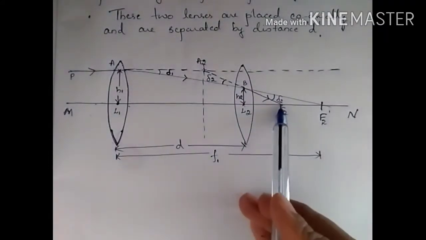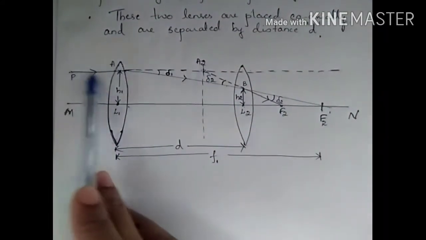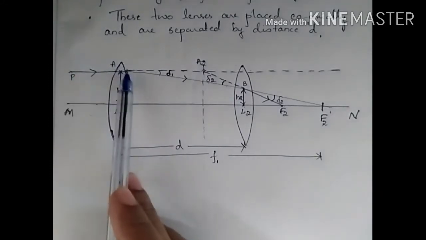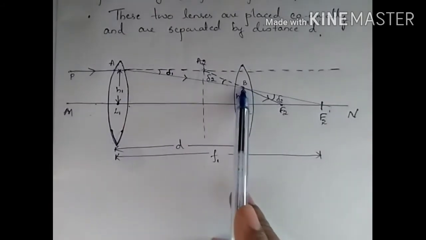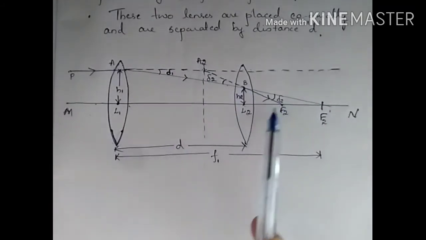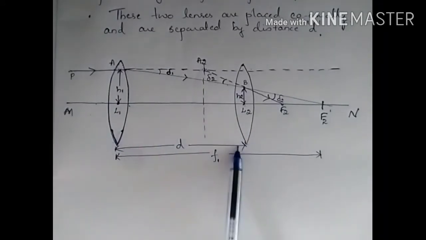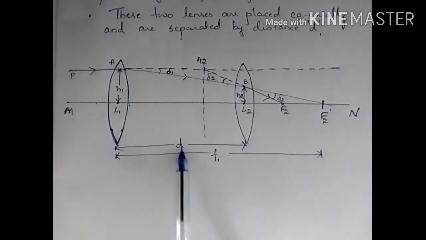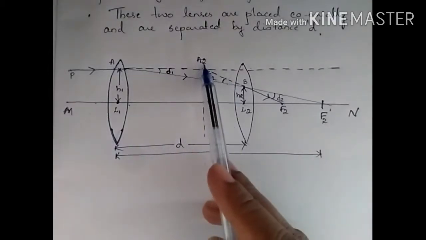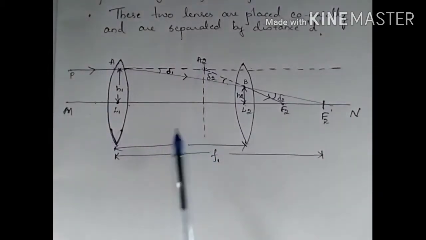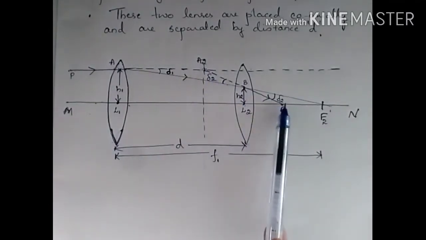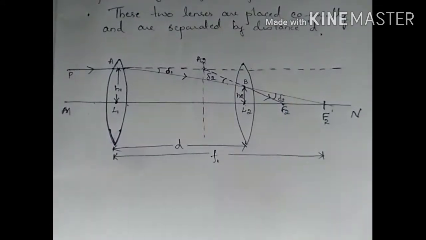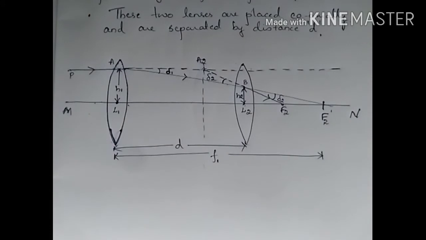But actually the image is formed at F2, because PA is incident on L1, this ray gets refracted and falls on L2, and this ray again gets refracted and falls at F2. So these two lenses separated by distance D can be replaced with another lens kept at A2, and this lens produces an image at F2. Now let us find the equivalent focal length for this lens.